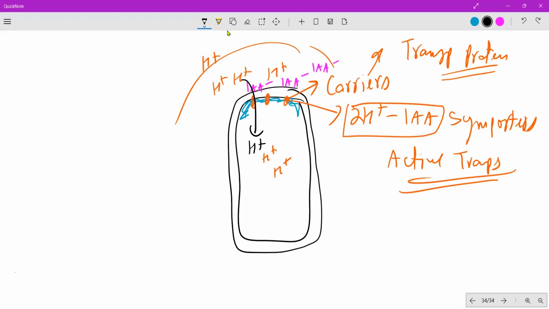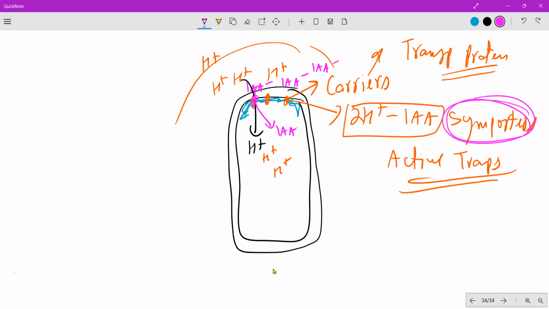As these protons move down the gradient, some energy is dissipated, and that energy is used to bring these IAA negative inside the cell. And that is why this mechanism is called a symporter. Sym matlab ek saath. Two solutes are brought together inside the cell. We call this mechanism symport. You get my point? Okay?